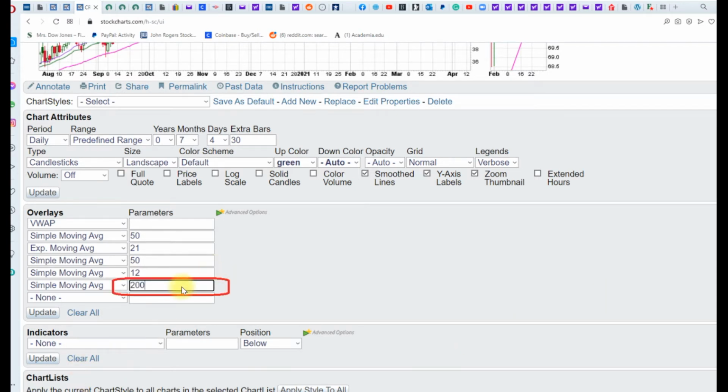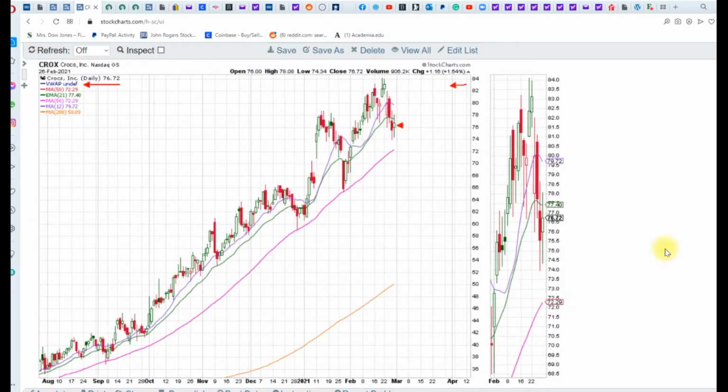And then comes the 200-day. When we put a 200-day average on the stock, which should be this one right here, when the price is below this line, we say that the stock, and probably the market too, is in a bear market. Anything above the 200-day, we say, oh, we're in a bull market.